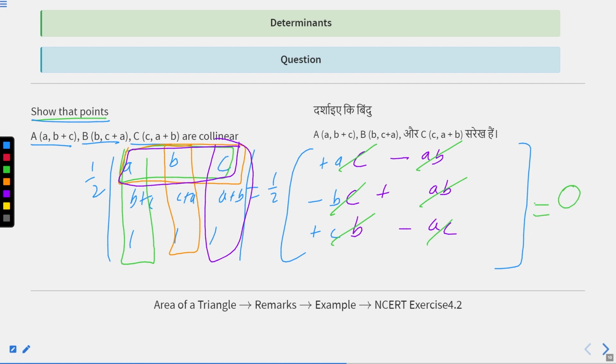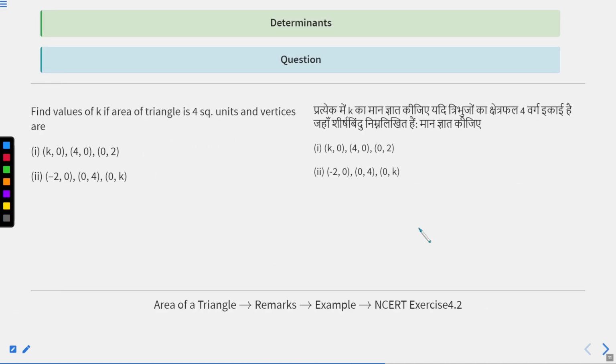So this means the area for these three vertices of the triangle will give you 0. This means they must be collinear points. Simple. So using the determinant concept, we have shown that the given points A, B, C are collinear. Okay, simple problem. Now let us move to the next problem.